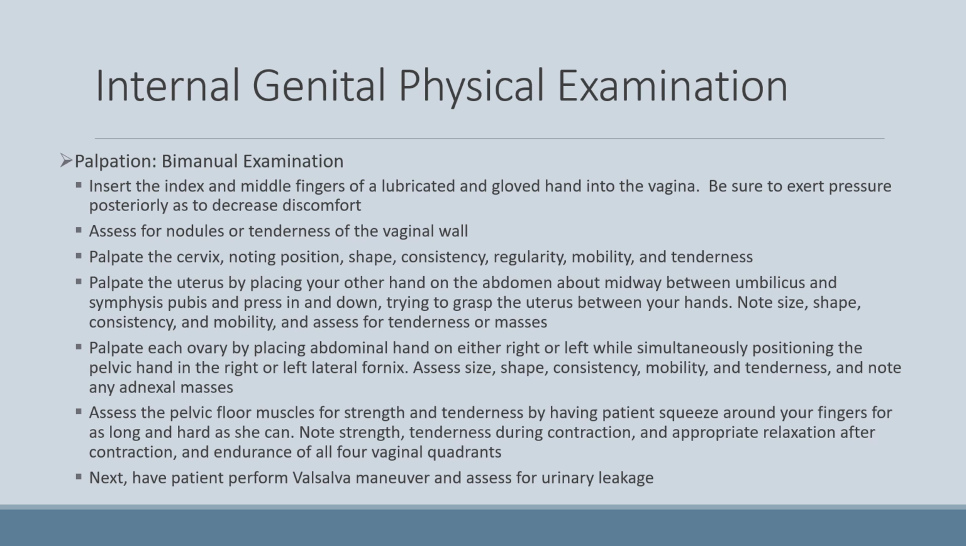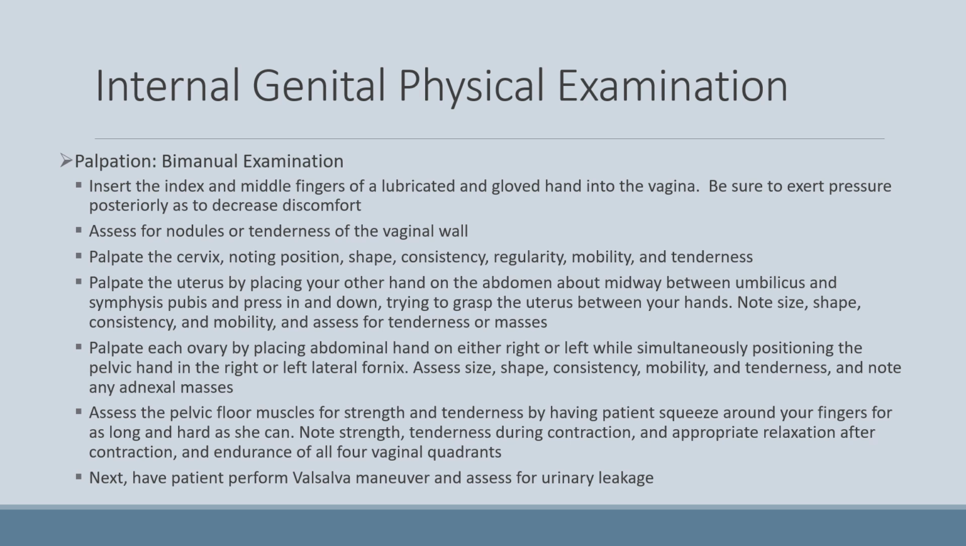You should palpate each ovary by placing the abdominal hand on either right or left side while simultaneously positioning the pelvic hand in the right or left lateral fornix. You should assess for size, shape, consistency, mobility, and tenderness, and note any masses. You should assess the pelvic floor muscles for strength and tenderness by having the patient squeeze around your fingers for as long and hard as she can. You should note the strength, tenderness during contraction, and appropriate relaxation after contraction, and endurance for all 4 quadrants of the vagina.